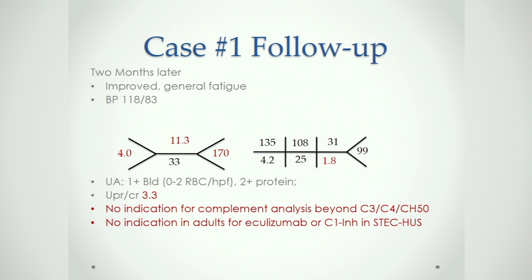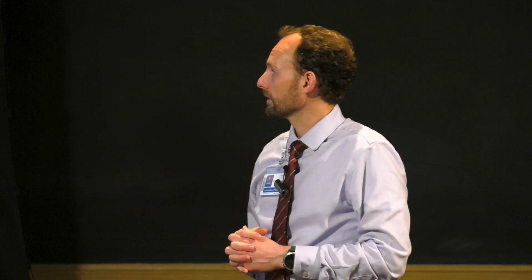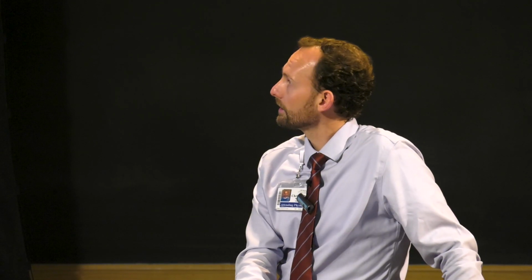There was really no indication for us to do further complement analysis of her beyond the C3 and C4, as it was initially depressed. But as we treated her infection and she recovered from it, we didn't see an indication in this case to do any further testing outside of those realms. As well, we didn't choose to use eculizumab in her case, in part because she recovered relatively quickly. And in adults, there hasn't been as much evidence as in children that there may be value in that. The C1 inhibitor is an alternative therapy that is now FDA approved, but that wouldn't have any value in this case.